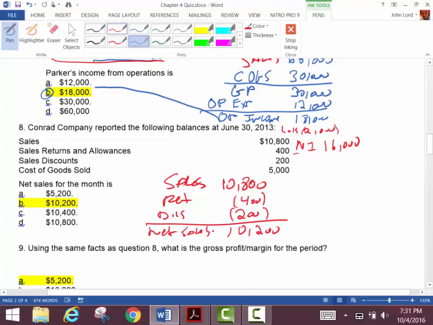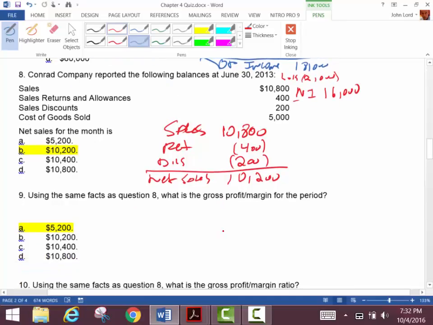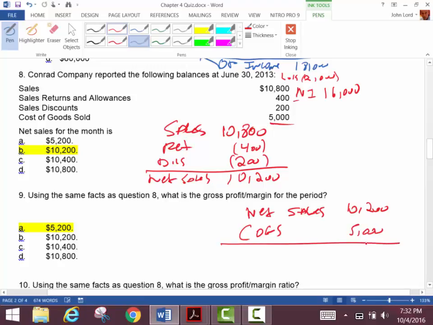All right. Good. Using the same facts, what's the gross profit slash margin? So I'm going to start with my net sales. I'll give you that hint, 10,200. What do you want me to take off of that? Good. I got to take off the cost of goods sold to get my gross profit, don't I? Cost of goods sold is what? 5,000. So my gross profit slash margin equals 5,200.